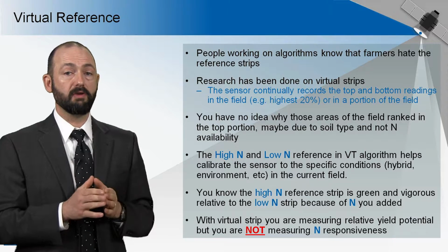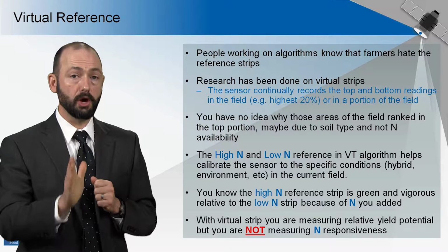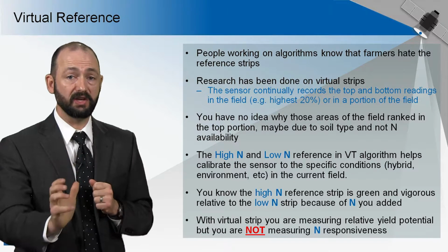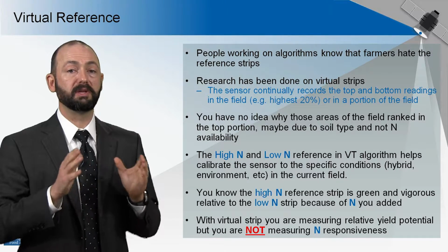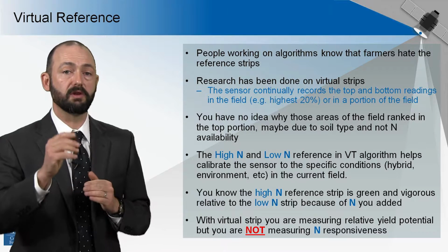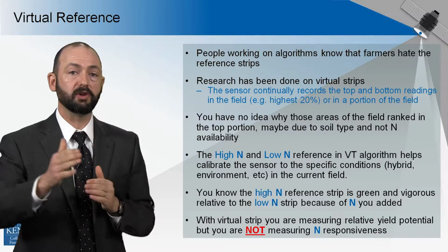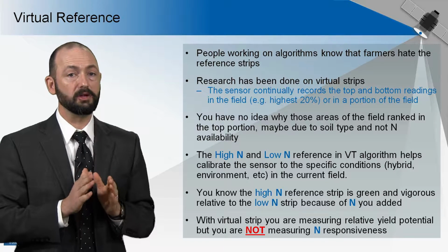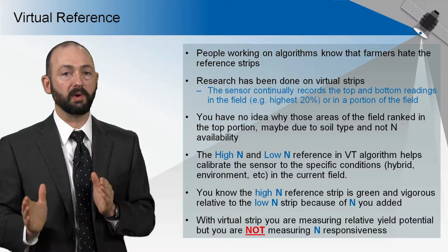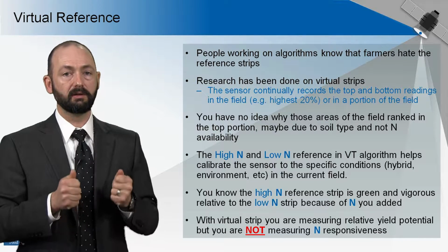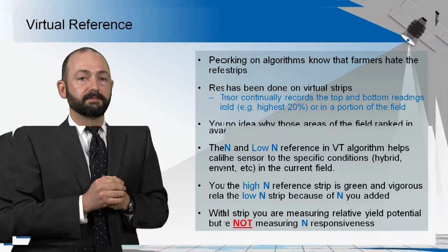With a high N and a low N reference area, you know the high N reference strip that you put the nitrogen out there, you know it's green and vigorous because it's sufficient in nitrogen. With a virtual strip, you're measuring relative yield potential, but you're not measuring nitrogen responsiveness. And that's a key difference if you understand the algorithm. If you're measuring yield potential, and we're saying that yield potential isn't the only part of nitrogen requirement, we need nitrogen responsiveness as well, then you've got to have that real high reference area, and the virtual is just not going to get you nitrogen responsiveness.